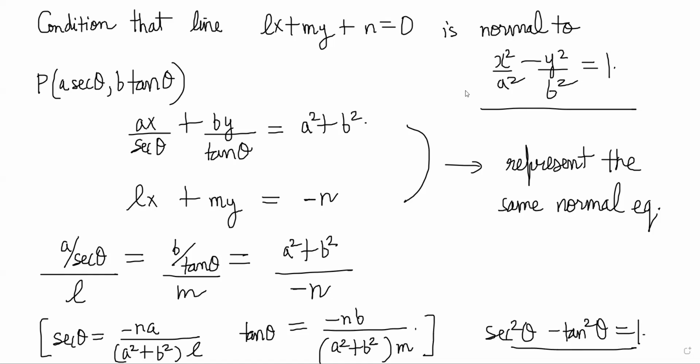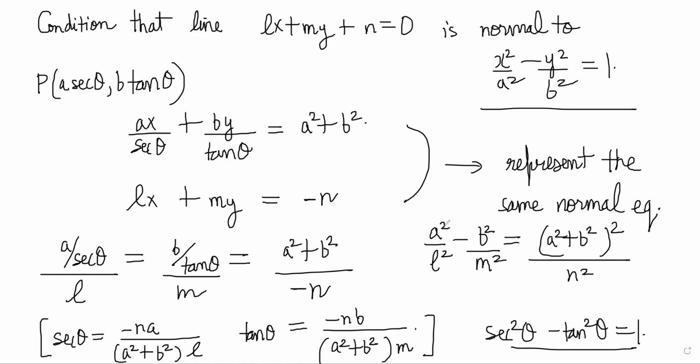And finally, when you do that, the condition for normal lines becomes a square by L square minus b square by m square is equal to a square plus b square whole square divided by n square. This is the condition for this line Lx plus my plus n to be normal to the hyperbola, right? Okay, so now that's about it for the standard hyperbola. We can also look at the special case of a rectangular hyperbola now.